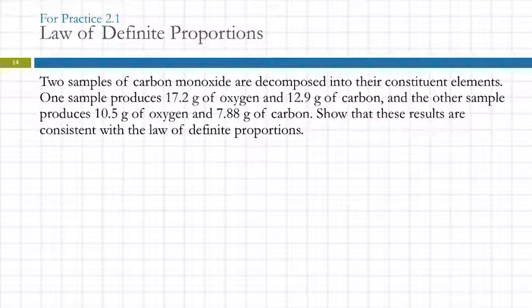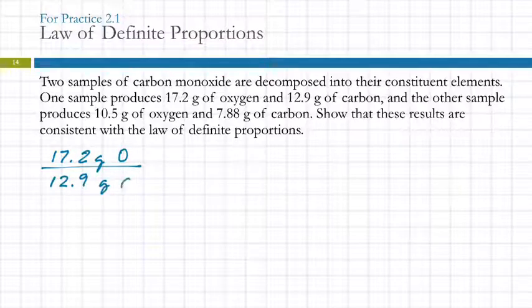So the mass of oxygen is greater, so I'm going to put the oxygen on top, so 17.2 grams of oxygen divided by 12.9 grams of carbon. That's for sample 1. So 17.2 divided by 12.9, 1.3333, it's just repeating. We should always think about significant figures. Each of these numbers has 3 sig figs, and so that would be rounded to the 3rd significant digit. So the ratio is 1.33.